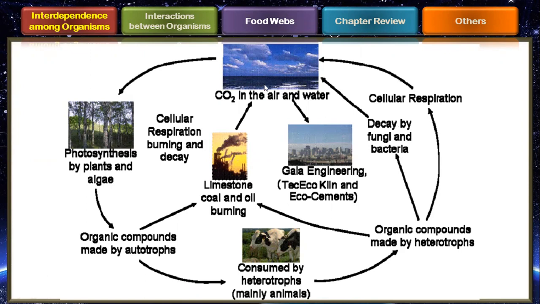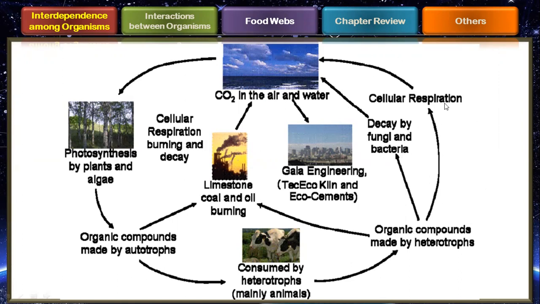So here we have what we call the cycle that happens in an ecosystem. The plants get the carbon dioxide as part of their food production through photosynthesis, and organic compounds are made by autotrophs. When we say autotrophs, mostly they are plants. Autotrophs means they are able to produce their own food, and they are consumed by heterotrophs, which are mainly animals. And these heterotrophs create organic compounds, and then it goes to decomposition with the help of fungi and bacteria, which returns carbon back to the air.